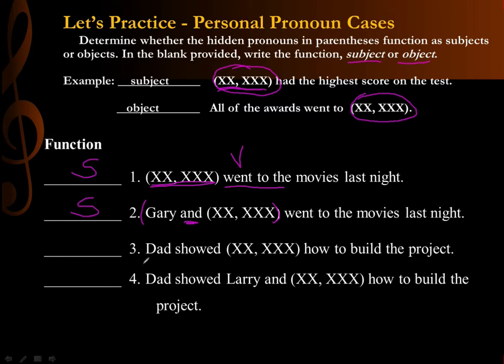Next, we have Dad showed somebody how to build the project. Well, showed is your verb. Who did that? Dad. That's the subject, and therefore we don't get another subject in this clause. This therefore must be an object. Here we've got Larry and somebody. This is still the verb. This is still the subject, and therefore this is still an object.